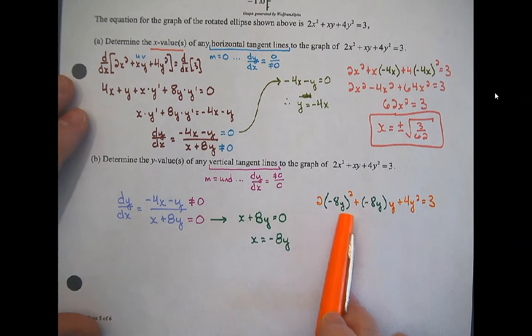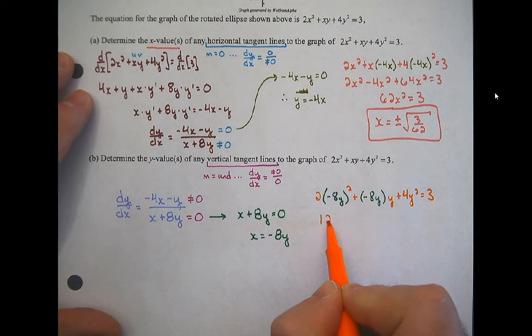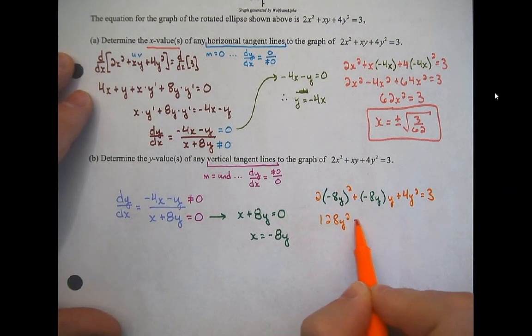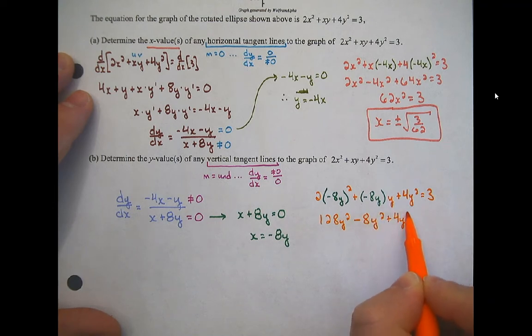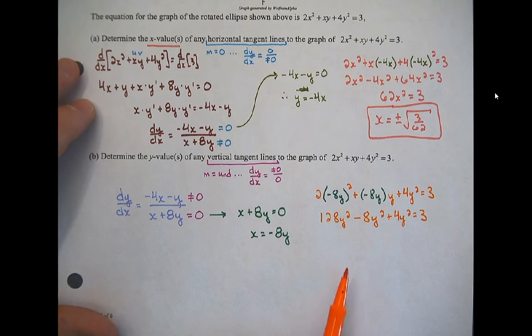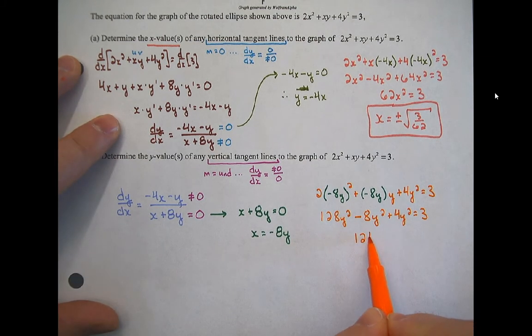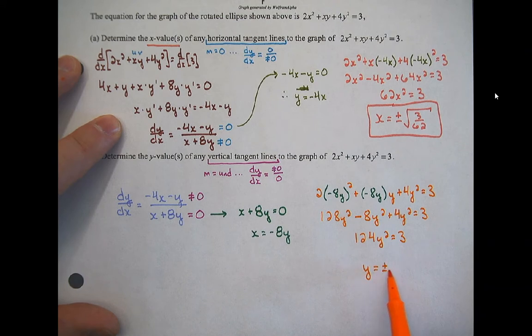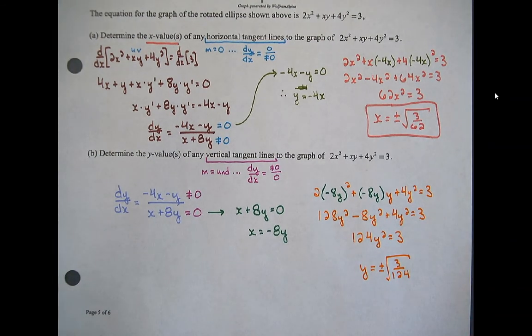Now we can start to clean this up. That's 64 times 2 is 128. 128y squared minus 8 times y is y squared plus 4y squared equals 3. 128 minus 8 is 120 plus 4 is 124. y squared equals 3 over 124. Take the square root, that means y equals plus or minus the square root of 3 over 124.